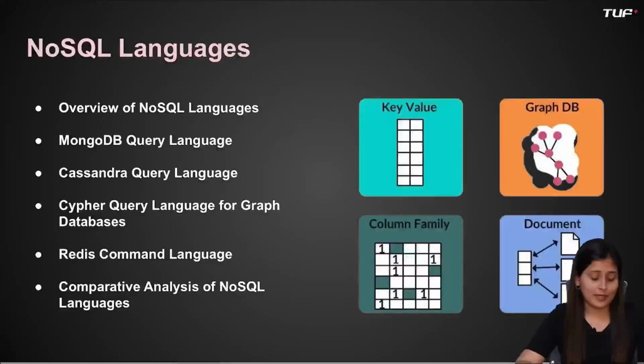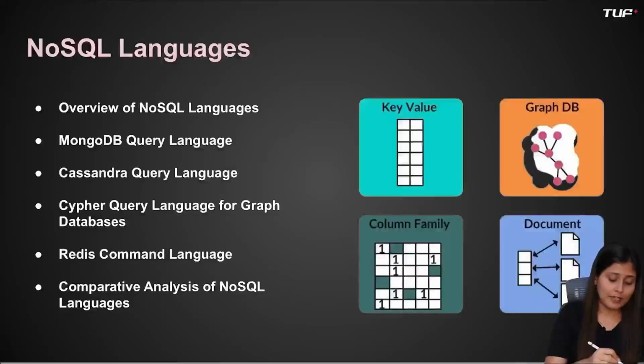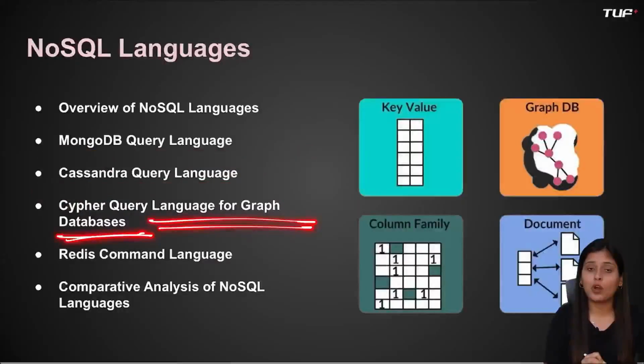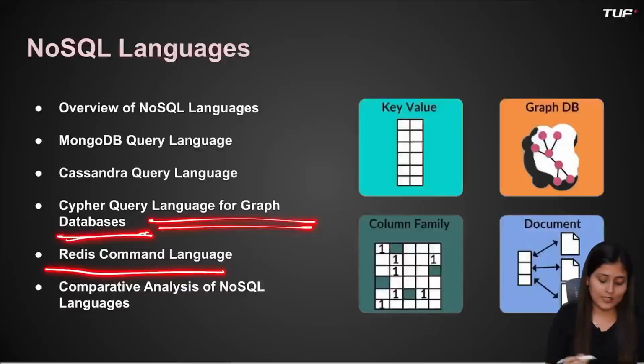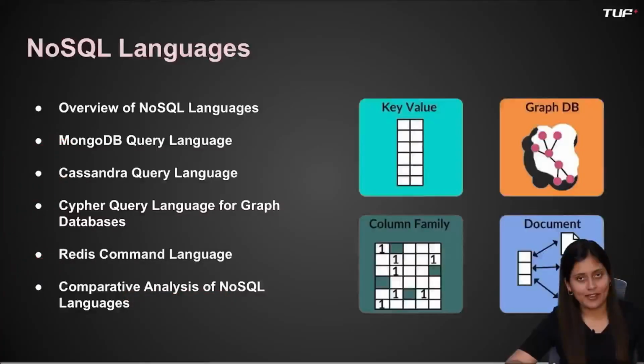the databases. So that comes under the NoSQL languages, and here we will be learning about MongoDB query language, Cassandra query language, then Cypher query language, which we actually use to query data from graph database, and then we learn about Redis command language, and at last we will compare all these four different types of NoSQL query languages. So stay tuned for the video because this video is going to be important and interesting.